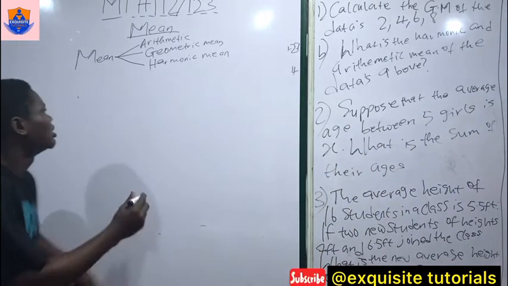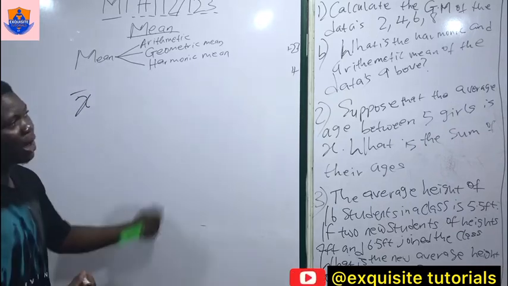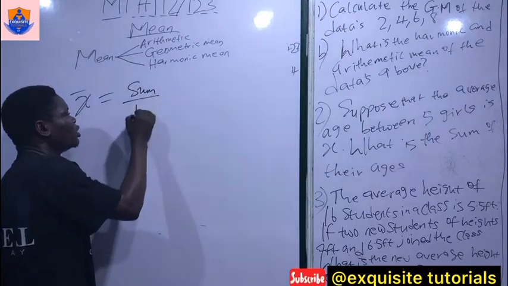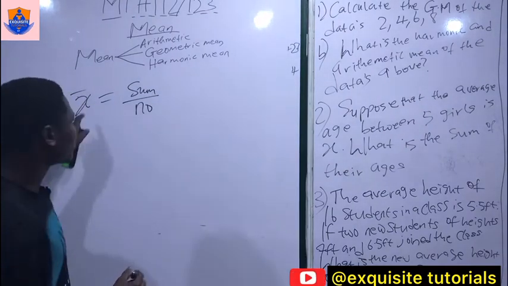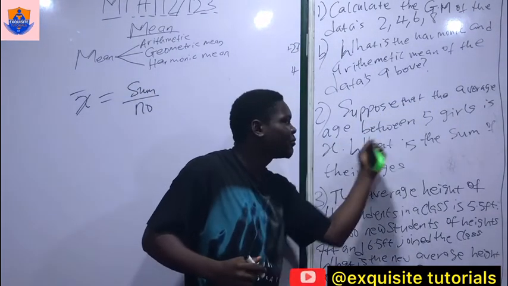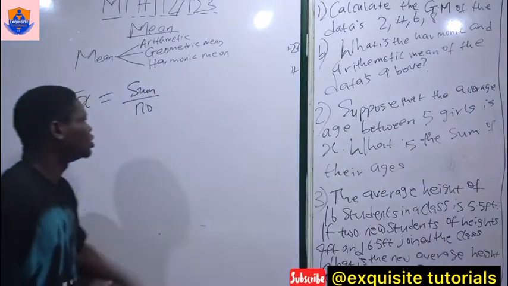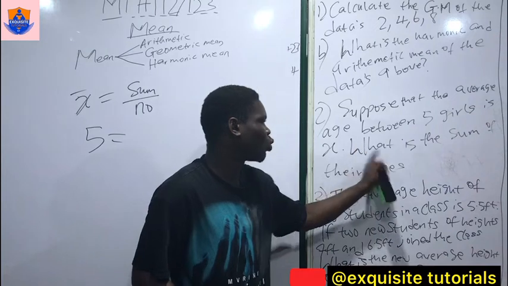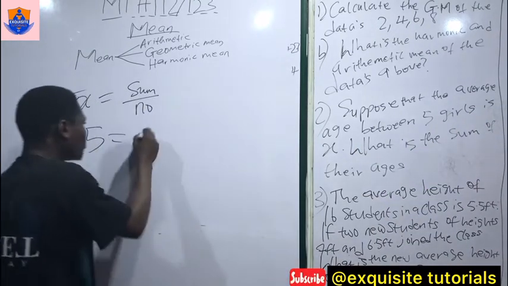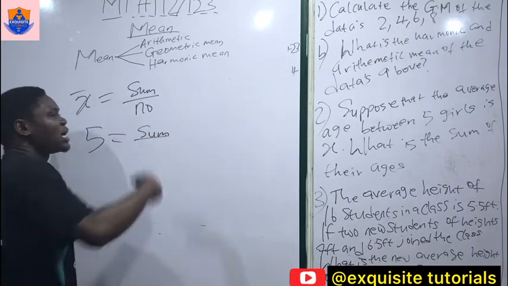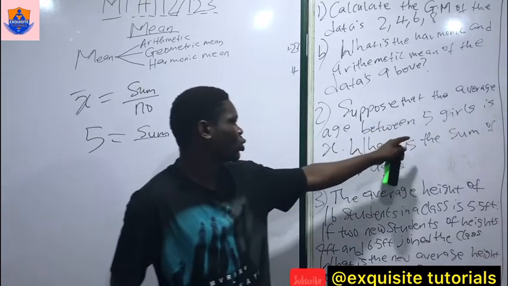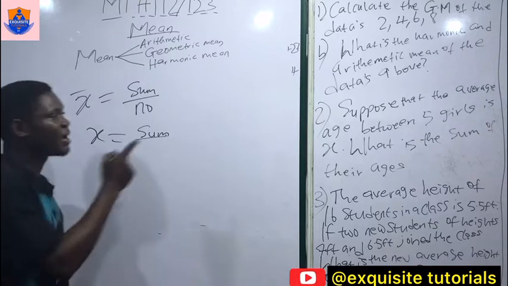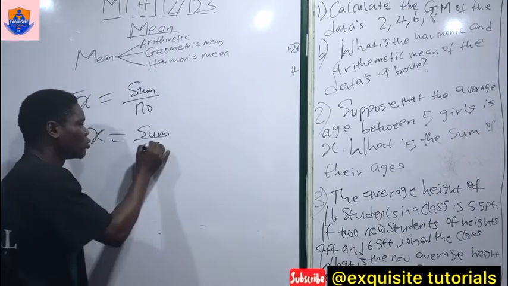Now we said that once you hear average, they're talking about arithmetic mean. We said it's sum of the data all over the number of data. Now they gave us the average age. They said suppose that the average age is X. Now they are asking us to find the sum. So we are looking for sum. But how many girls are there? The average is X of 5 girls. So it means that the number of girls there is 5.